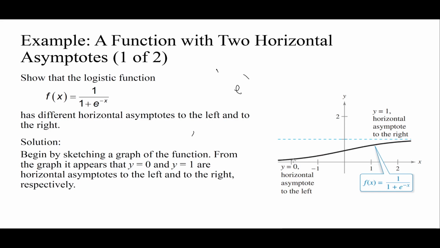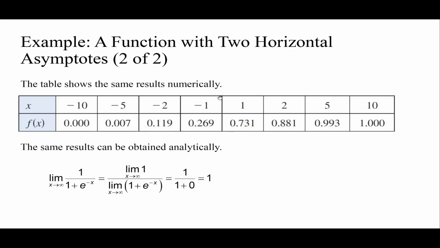We can verify that by looking at this table as well. Just plug in values of x. When you choose x bigger and bigger, the value of the function cannot be greater than 1. It's always less than 1. And when x is a very small, negative number, the function approaches 0. So that's the reason y equal to 1 and y equal to 0 are two horizontal asymptotes for this function.